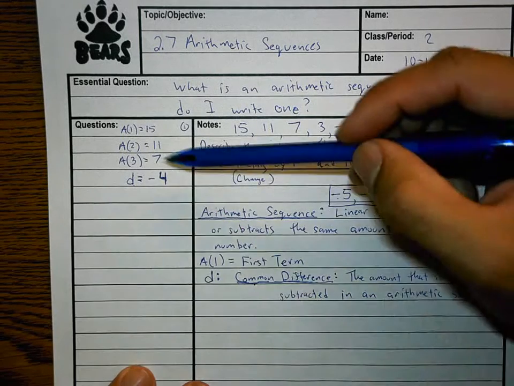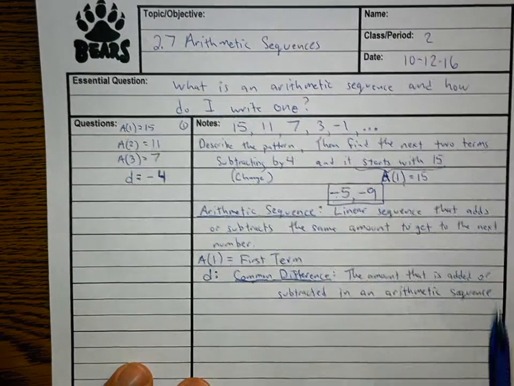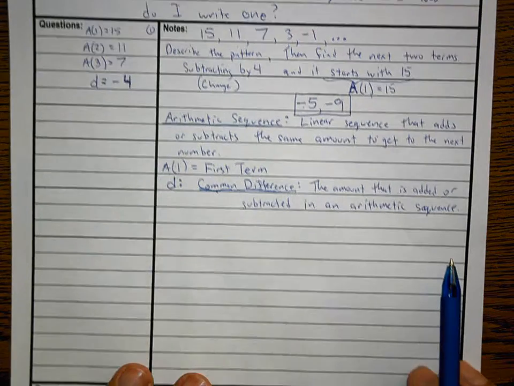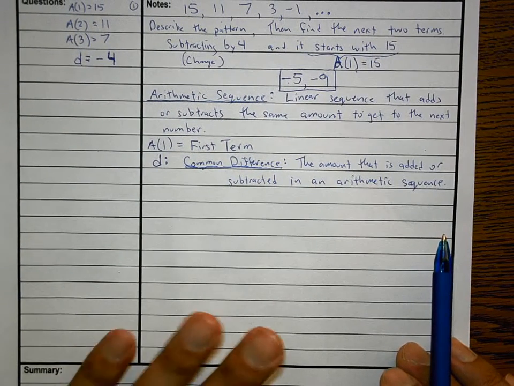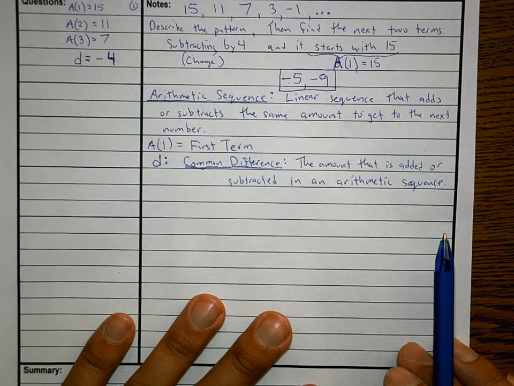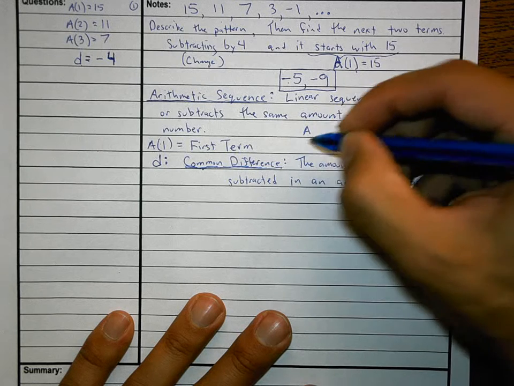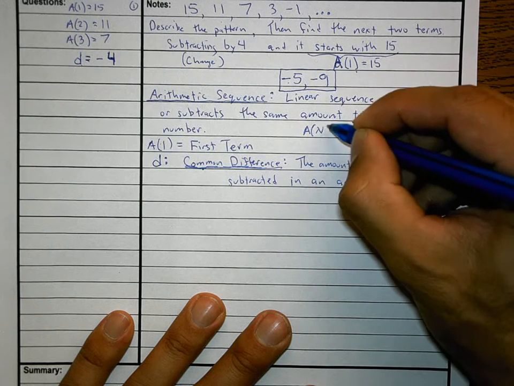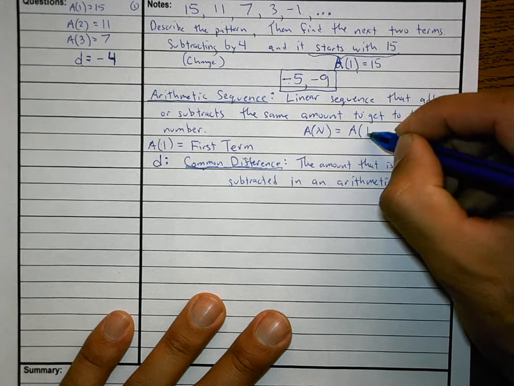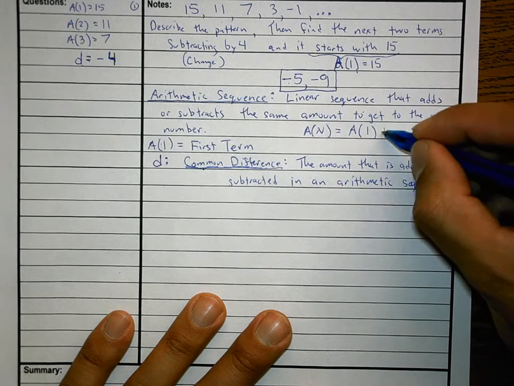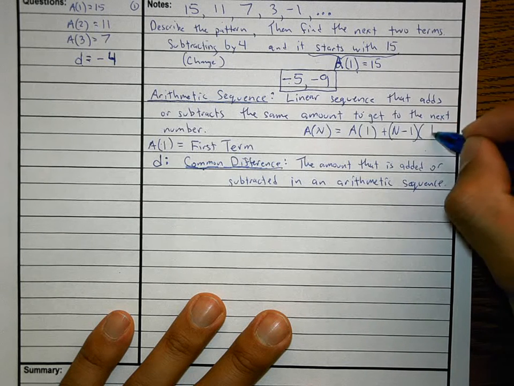And if you have these two pieces, the A1 and the D, we can write a rule for an arithmetic sequence. There's a formula for it. Let me show you what the formula looks like so you can write it down. I'm going to put it right underneath arithmetic sequence. It looks like this. A parentheses N equals A parenthesis of 1 plus N minus 1 in parentheses times in parentheses D.